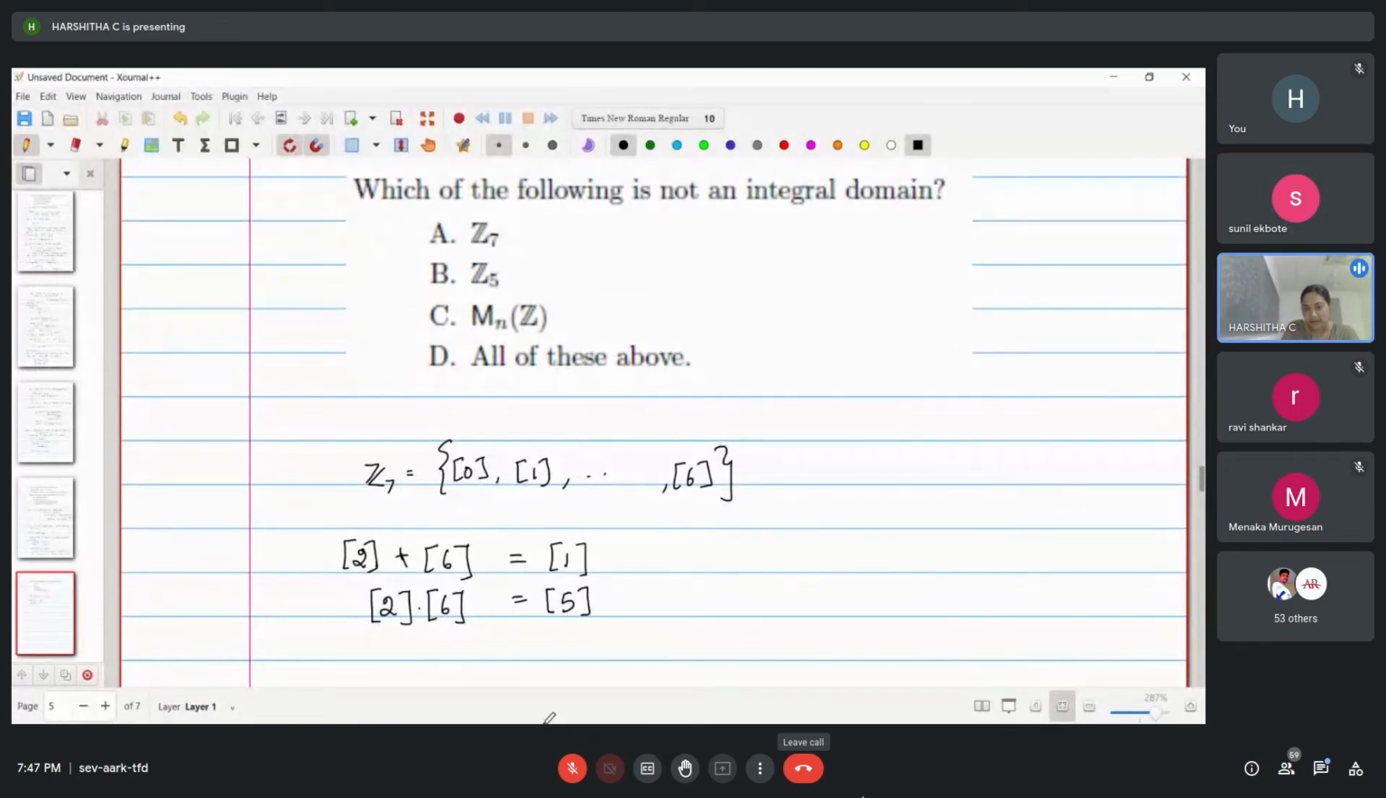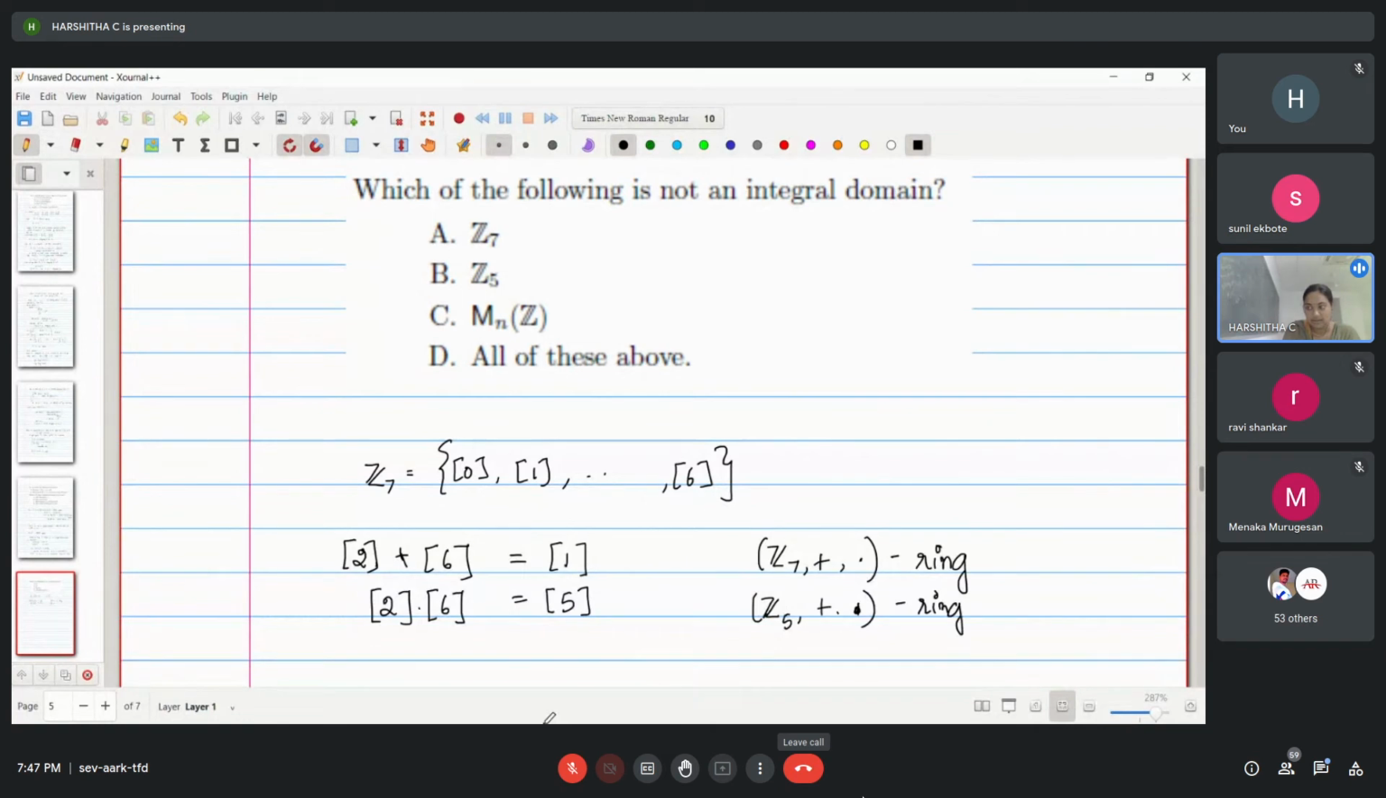So under these operations, Z7 with plus and dot forms a ring. We'll not check the part that it forms a ring. And similarly, Z5 with plus and dot forms a ring.